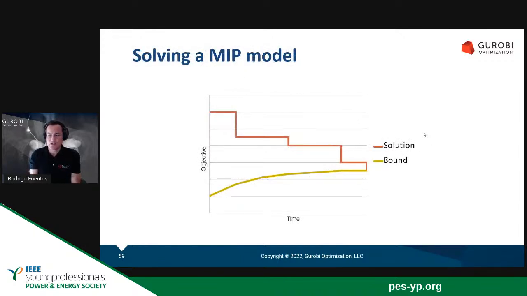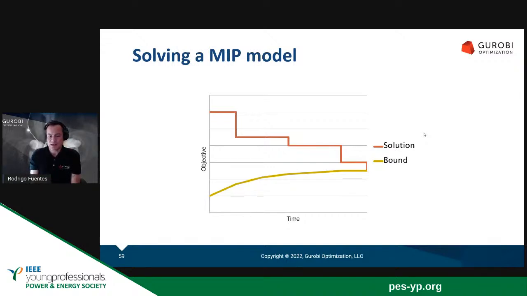And finally, I want to make this graph just to reemphasize, this is very important. This you see here is an optimization problem on which we're doing minimization. So the bound looks like a continuous line. It's not a step function because we're solving a relaxation, a continuous problem. We're trying to improve the bound. We're trying to push up the bound.